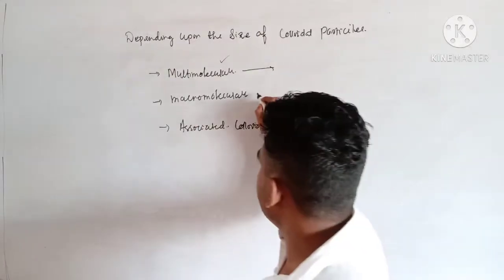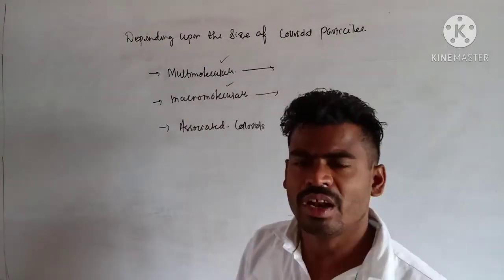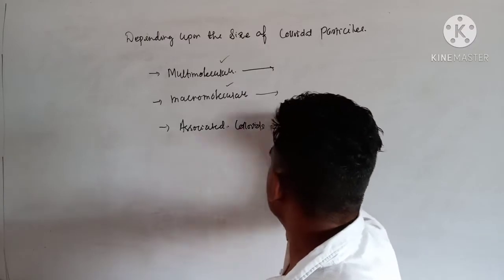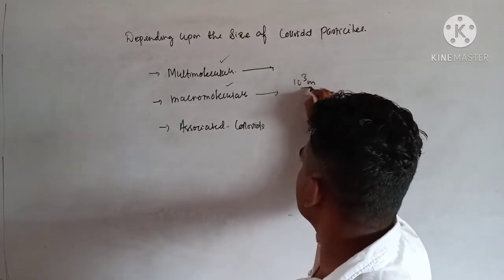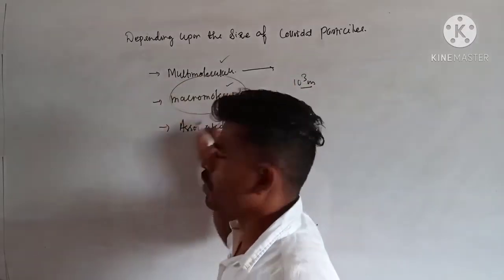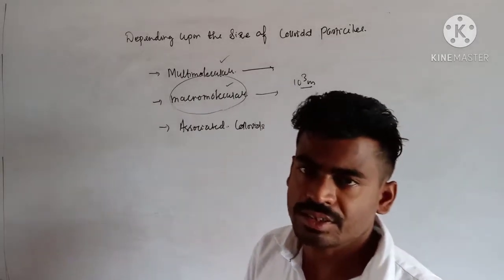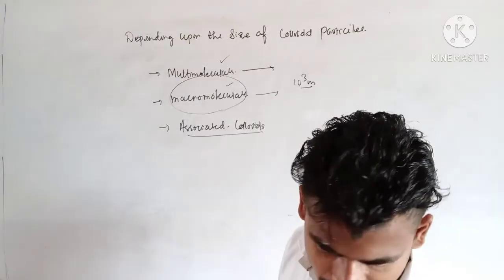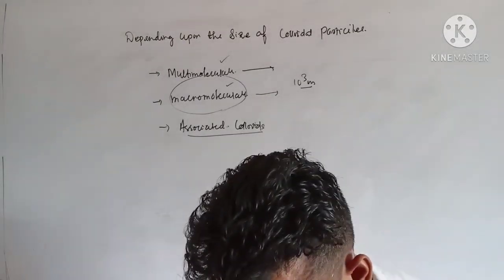Is that clear? Next, macromolecular means here particularly molecules having larger size, that is near about 10 to the power 3 nanometer. These are known as macromolecular colloids having large size. Next, that is associated colloid. It is very important to all of you. What do you mean by associated colloid?